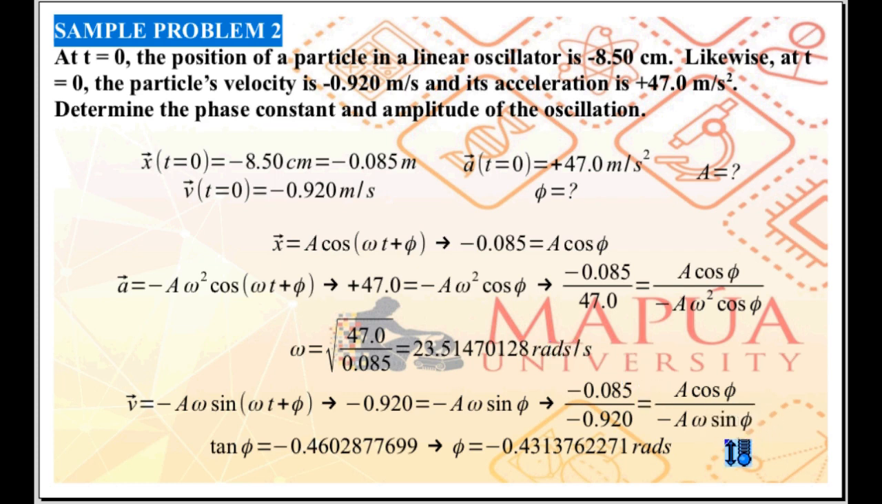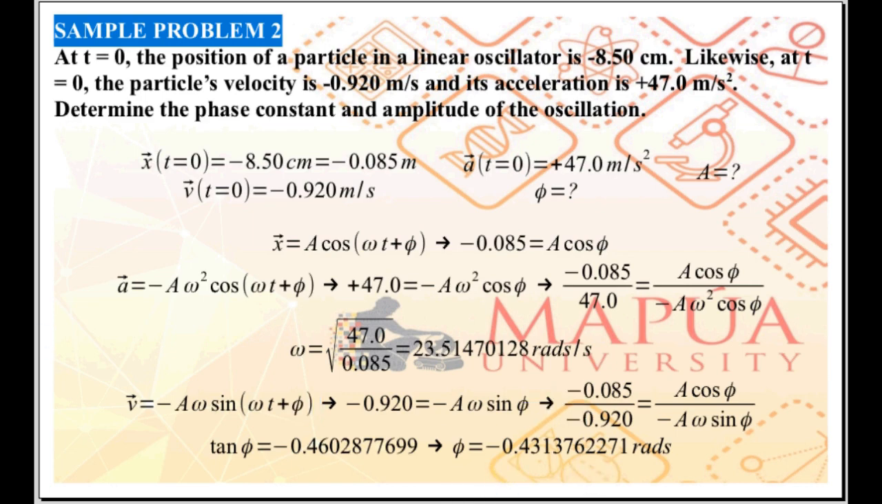So combining cosine phi and sine phi and isolating, we get tangent phi is equal to negative 0.460287769. And getting the inverse tangent will give you phi. Phi is equal to negative 0.4313762271 radians. So by using this kind of analysis involving the position function, velocity function, and acceleration function, we are able to get a value for the phase constant phi.